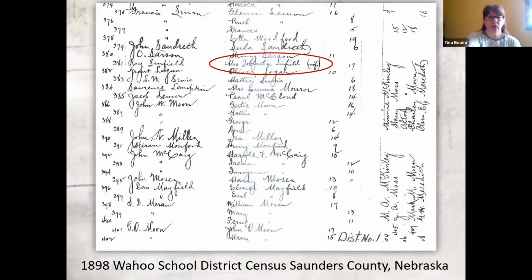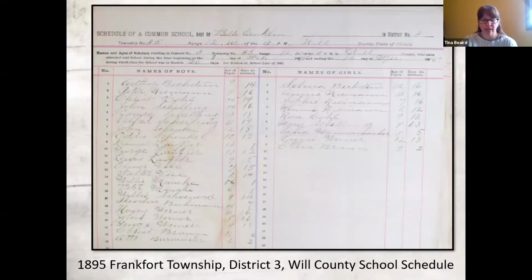You'll see name changes. So you'll see, like Francis Lennon, and Glenn Lennon. You have the boys and the girls listed by age. So just really, really important pieces of information. Here's another one. This is Frankfort Township. This is Will County. These are at the State Archives in Springfield. This one's 1890s, I believe, but it gives me the names of the boys.